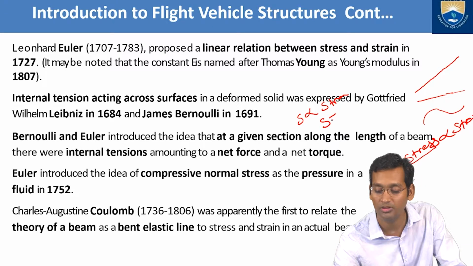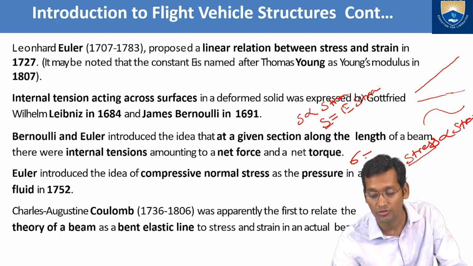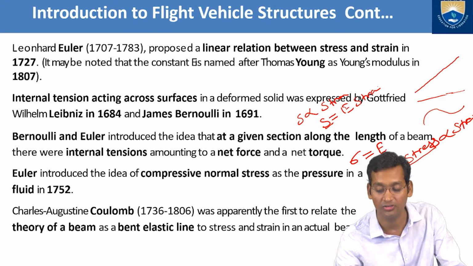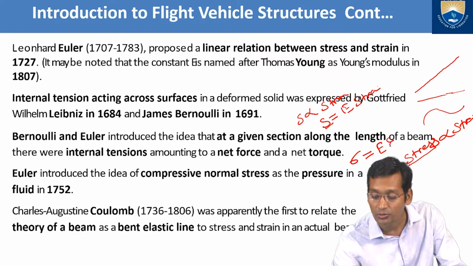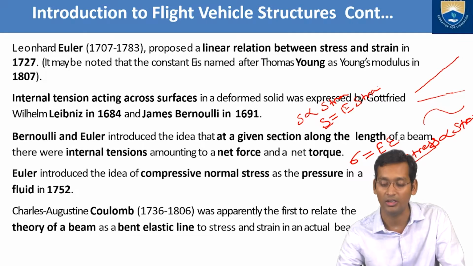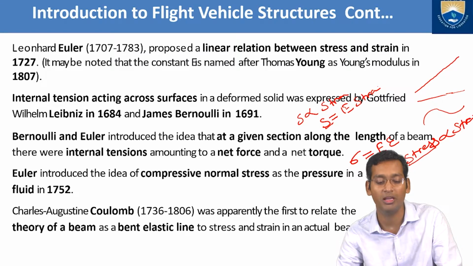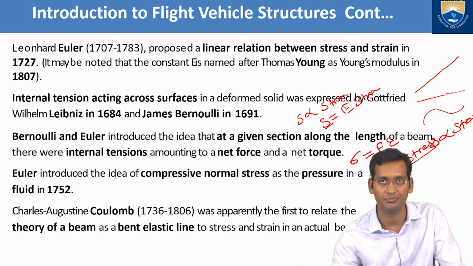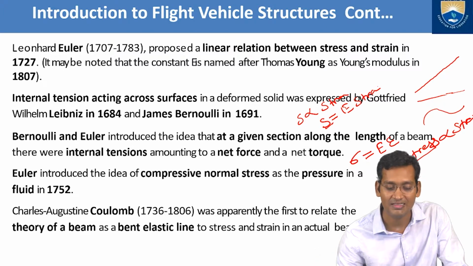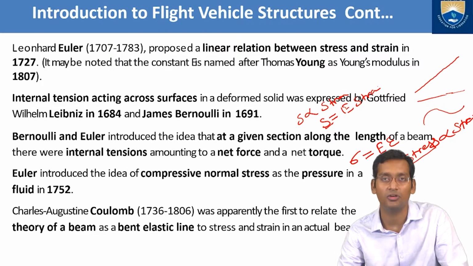So now the same thing becomes stress equals E, that is Young's modulus, and the strain. So we are representing this stress as sigma equals E, Young's modulus of elasticity, into strain. Right. So first it's given by Euler, later it's modified and used by Young. The next is internal tension acting across the surface.